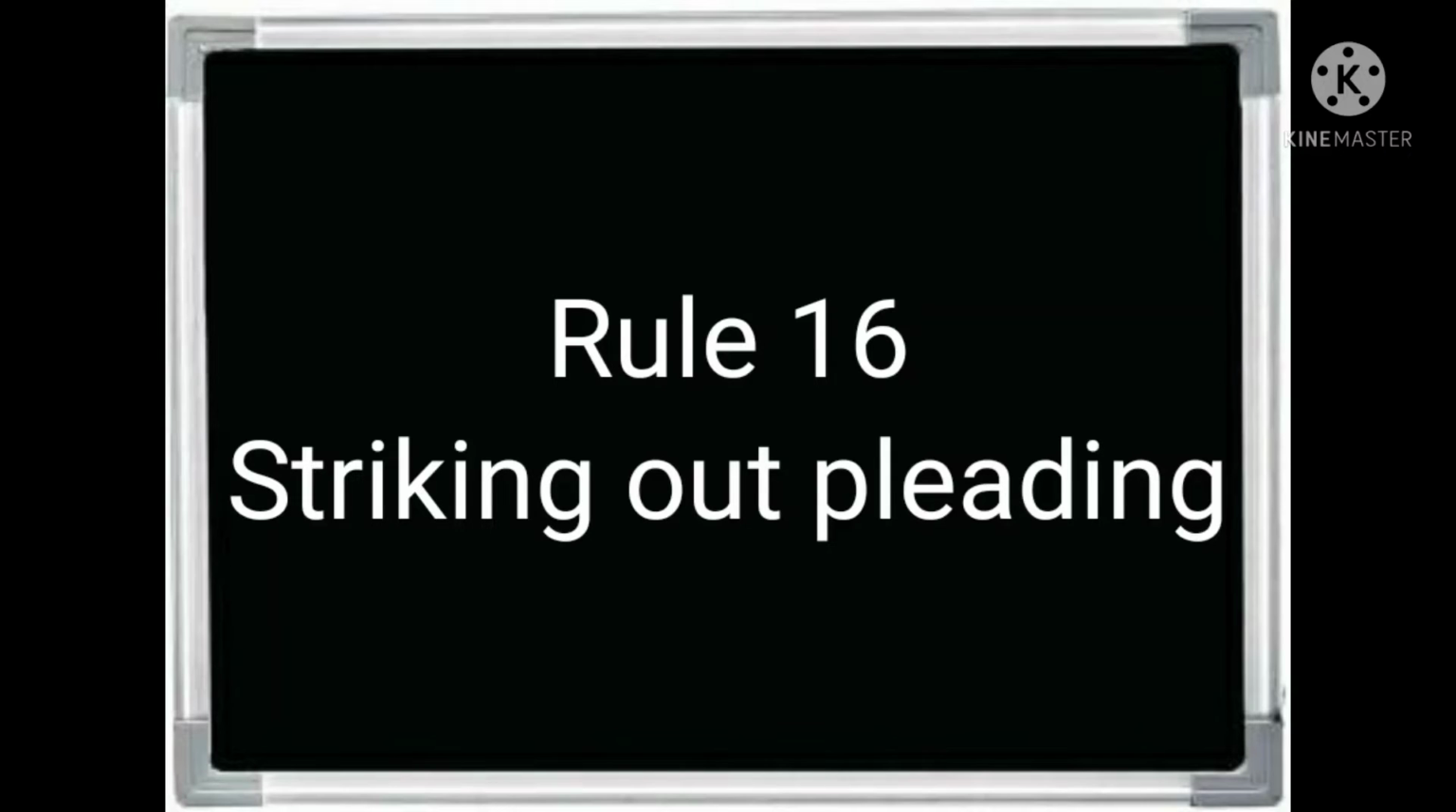The next important rule is Rule 16 of Order 6. What does Rule 16 say? Actually, this rule was substituted by the Amendment Act 1976. And what does this rule say? The rule says that the court may at any stage of the proceedings order to be struck out or amended any matter in any pleading.